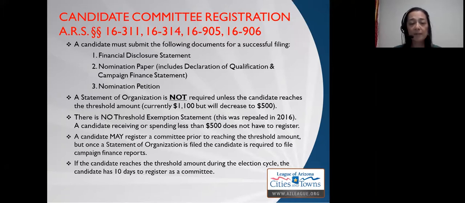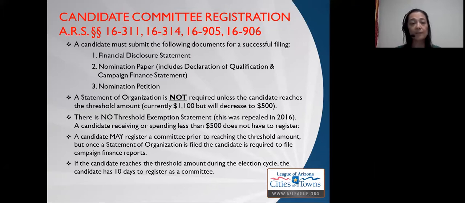Also, as a reminder, there is no threshold exemption statement. I know this has been a change for everybody, but this was repealed in 2016. So when we have a candidate that's receiving or spending less than $1,100 right now, but later, on August 3rd, it's going to be that $500 level, if they're going to be spending less than the threshold, they do not have to register. That means they don't have to sign any statement form. They don't have to report.